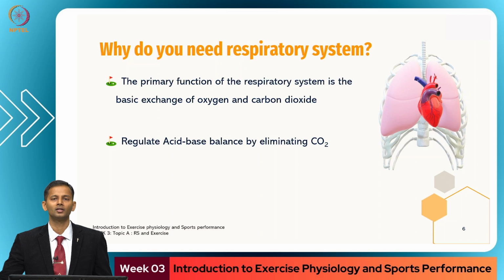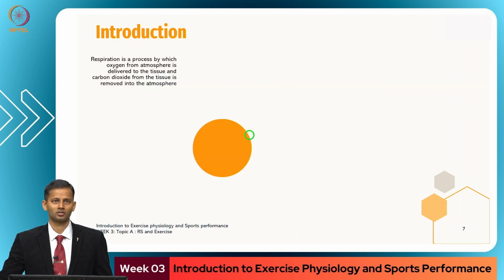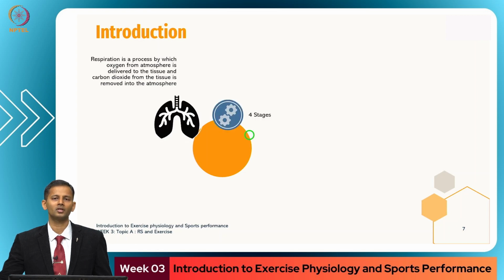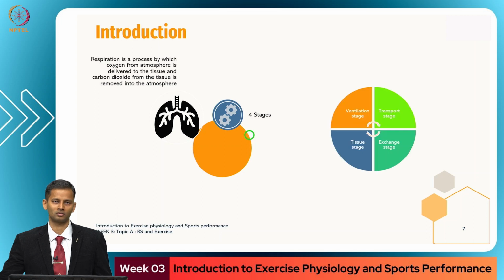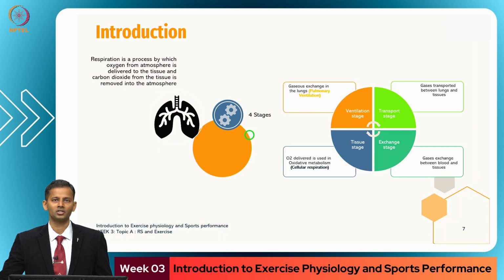In addition to that, an important aspect of the respiratory system is acid-base balance buffering. That is mainly achieved by exhalation of carbon dioxide. So respiration is a process by which oxygen from the atmosphere is taken into the tissues, and thereafter the carbon dioxide which is produced as a byproduct is eliminated outside. This generally happens in 4 stages. They are the ventilation stage, transport stage, exchange stage, and finally the tissue stage.